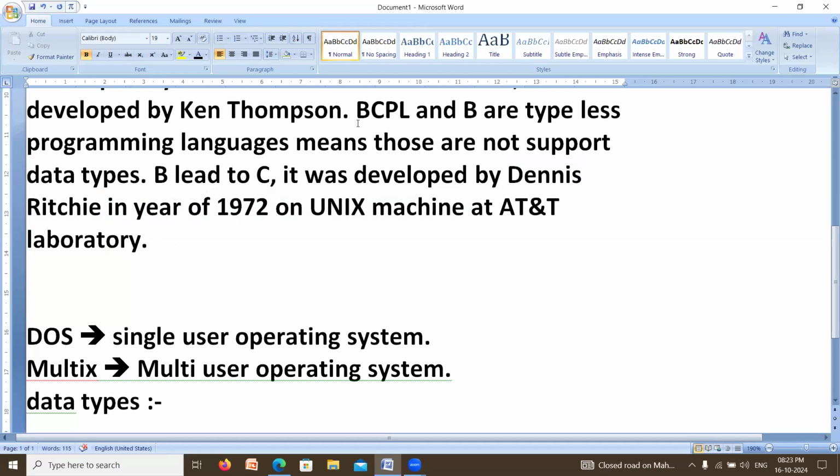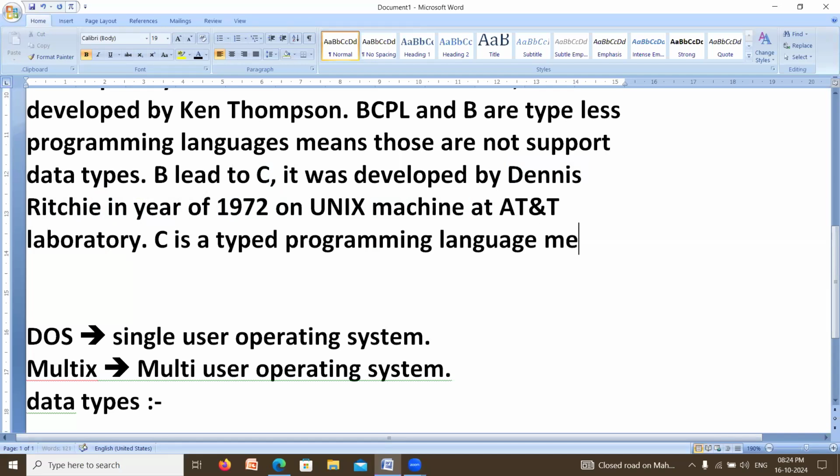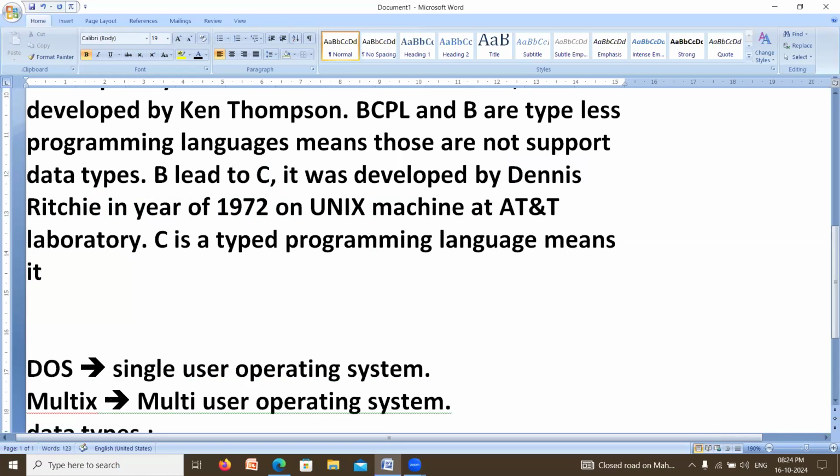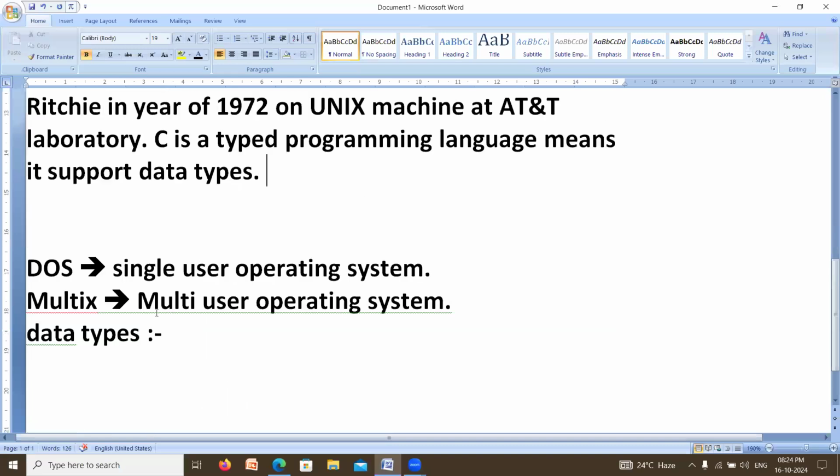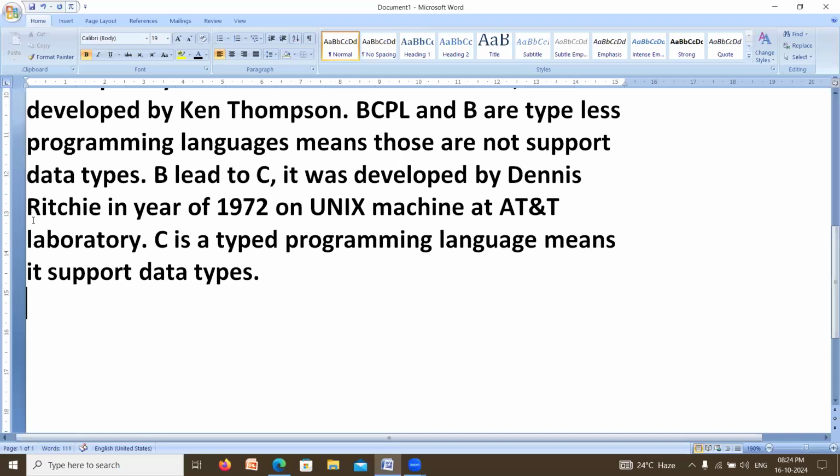But C is actually a typed programming language. C is a typed programming language. What is the meaning of typed? It supports data types. So that is the history of the C programming language.